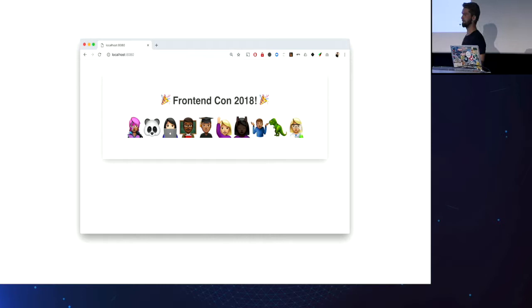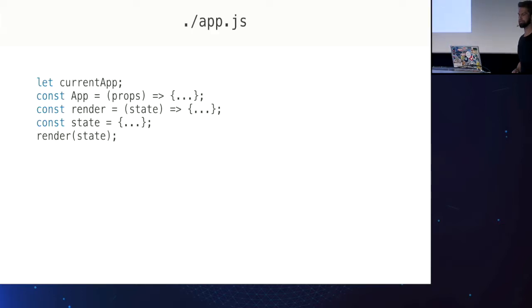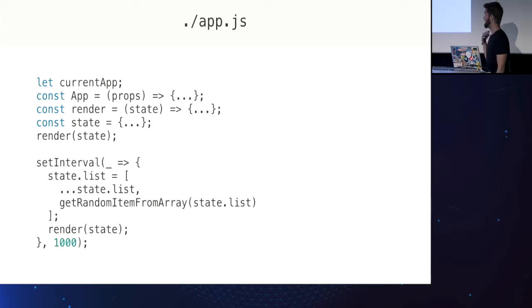Ta-da! That already works. And this is 100 lines of JavaScript. And we can write things in a nicely declarative way. So let's add some functionality here. Let's say I define an interval that every second adds a random person to the state and is re-rendering the application.